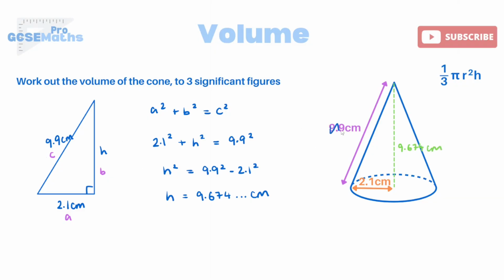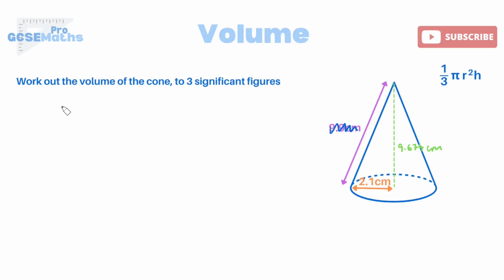Now we can effectively ignore the 9.9. I don't need that anymore, do I? Now let's focus. We're just going to focus on the volume again. So our formula for the volume is a third pi multiplied by the radius squared, 2.1, and then multiplied by the perpendicular height, which was the 9.674. Remember that there are more decimals, so I will copy it from my calculator.